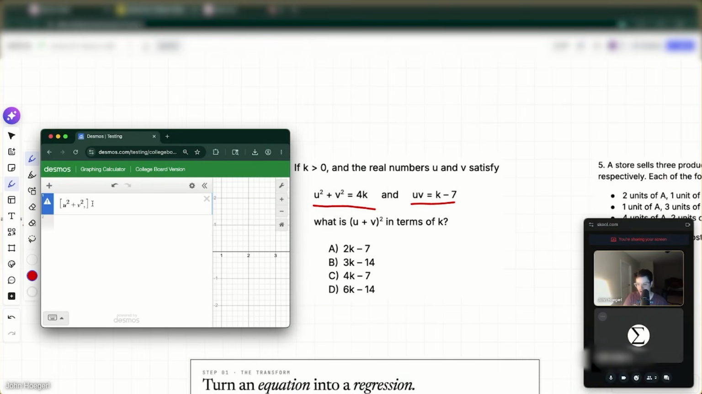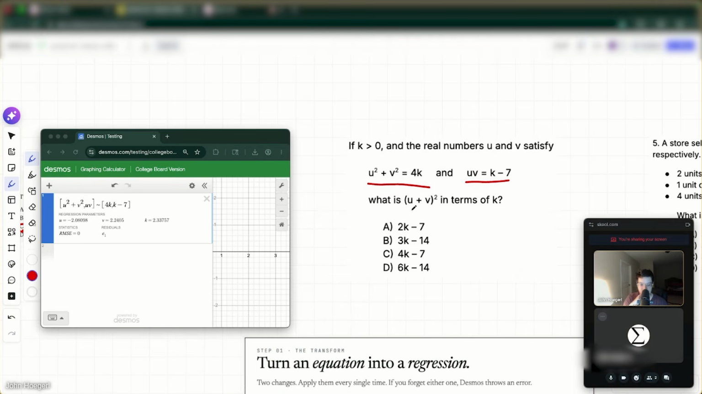So for this one here, I can do uv, again, tilde, and then I just do 4k, and then k minus 7. And it's asking us here, what is (u + v)² in terms of k?